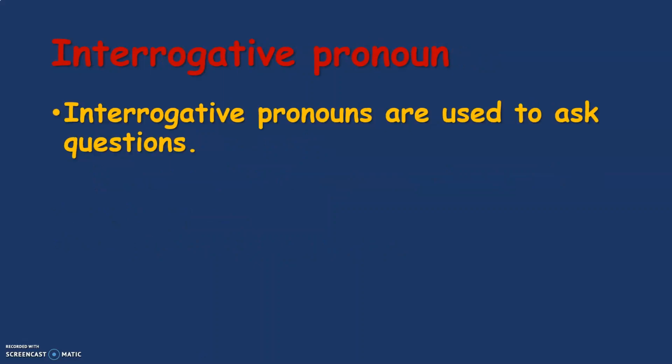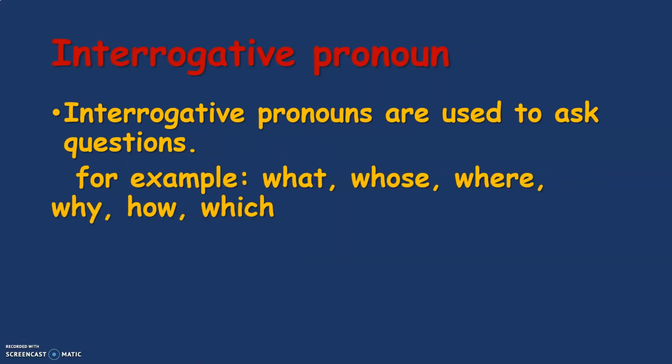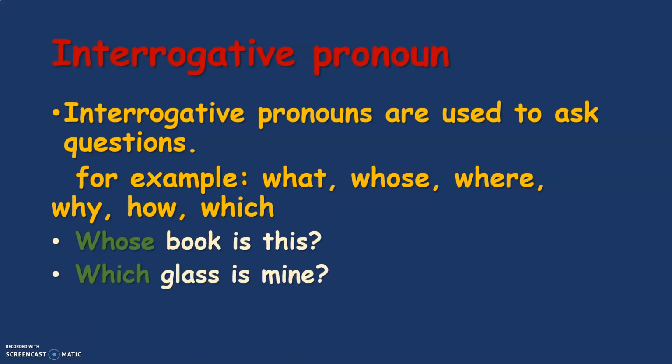Now, interrogative adjective. Interrogative adjectives are used to ask questions. For example, what, whose, where, why, how, which. Whose book is this? It asks the question. It is asking, whose book is this? Which glass is mine?